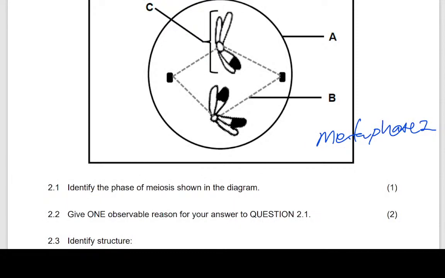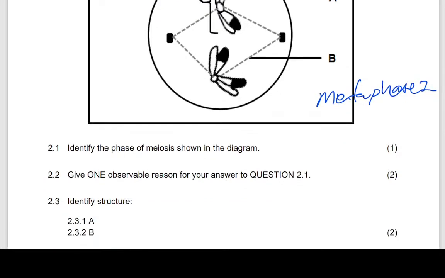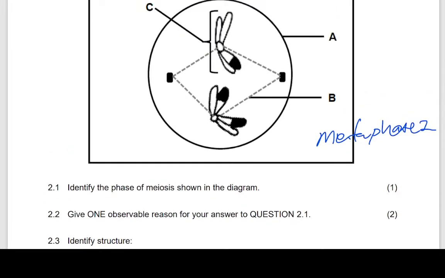Perfect. All right. They're saying, give one observable reason for your answer. Why do you say this is metaphase 2? Chromosomes align along the equator. That classifies it as metaphase.